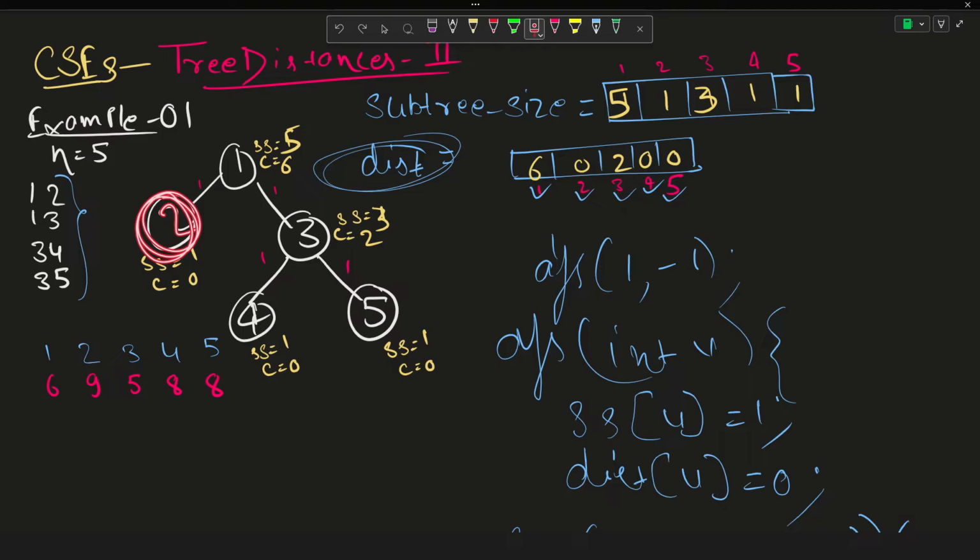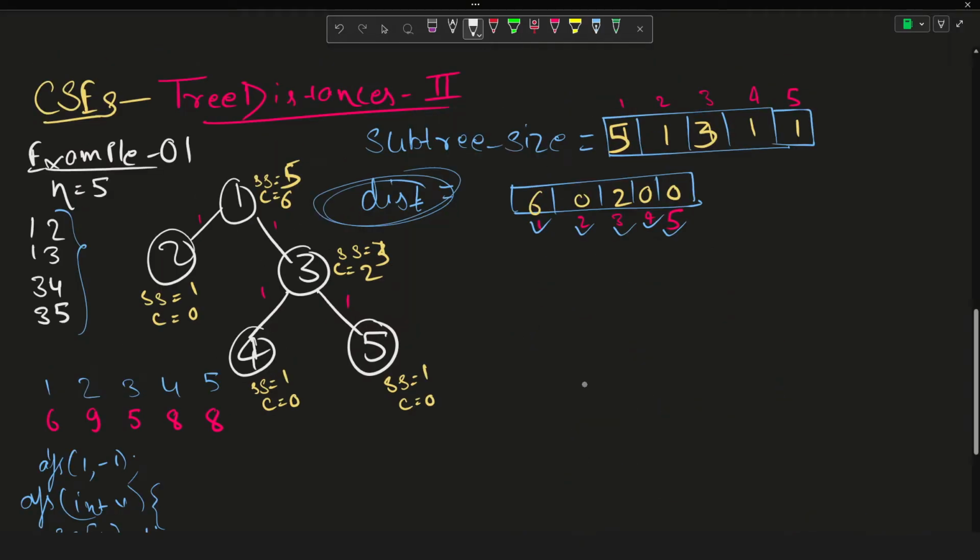if I had started a DFS call at this 2, right? So what I mean is, I don't want to recalculate everything for the 2 array when I start a DFS call from each one of these vertices. I just want to use this previous information in order to calculate the new one. So it is like memoization in dynamic programming, if you have studied.